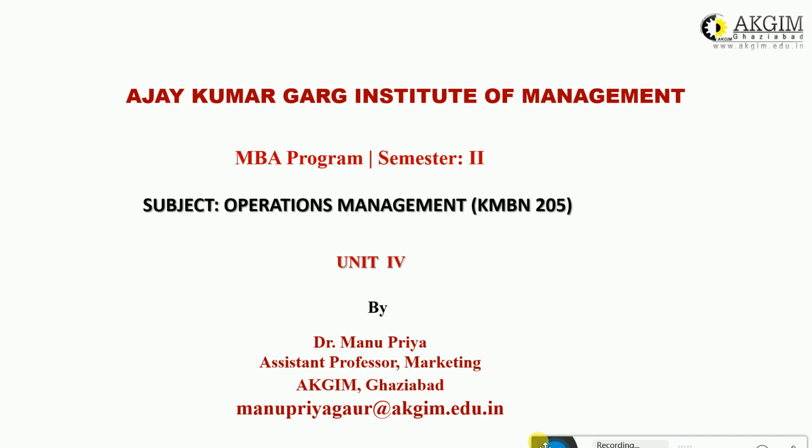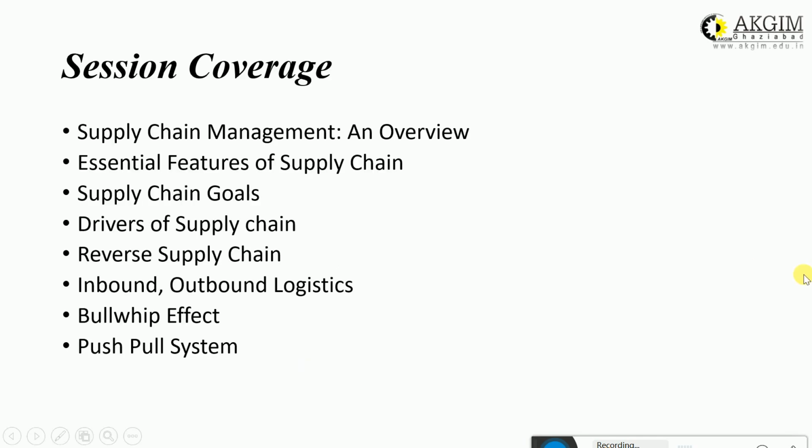Operations Management. The paper code is KMBN 205. So today I'll be taking you through the supply chain management overview. We'll be talking more about the essential features of supply chain, the goals of supply chain, drivers of supply chain. Then we'll be coming to reverse supply chain, inbound and outbound logistics, Bullwhip Effect, and push and pull system.